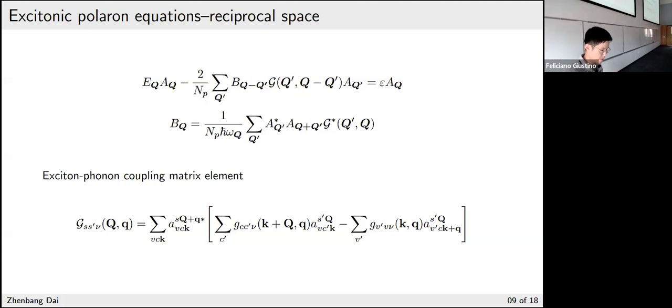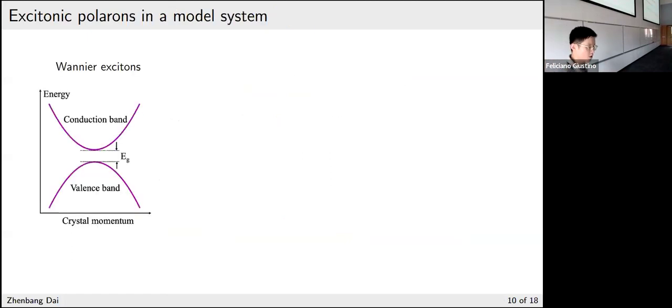Now we have the theory here, and in principle, we can implement the theory with the help of some first principles software such as Quantum Espresso, Perturbo, BerkeleyGW, EPW, and so on. But before doing a full-blown ab initio calculation without knowing what to expect, we first apply this theory to a model system to get some intuition.